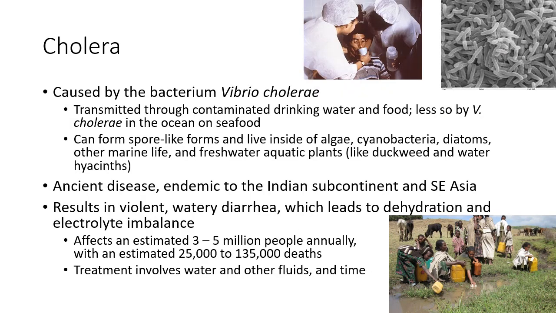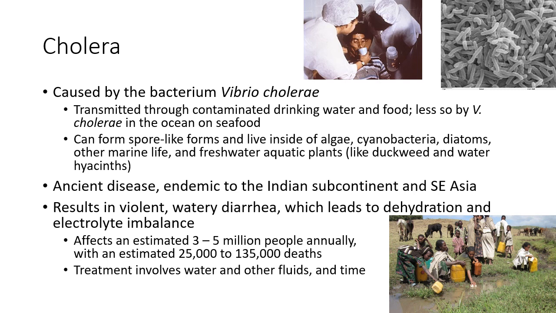The last couple illnesses that we'll talk about are both gastrointestinal or diarrheal illnesses. The first is cholera, which is caused by the bacteria Vibrio cholerae. This is transmitted via water that is contaminated with human fecal matter. It can also less commonly come from eating undercooked crustaceans like shrimp or crab, because these bacteria can attach themselves to the crustacean's chitin exoskeleton and then be transmitted to humans that way.